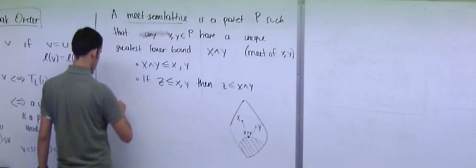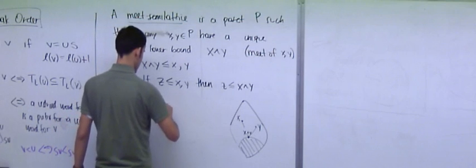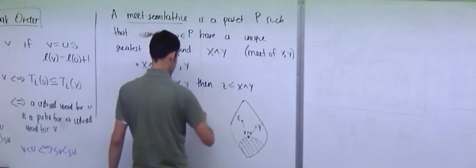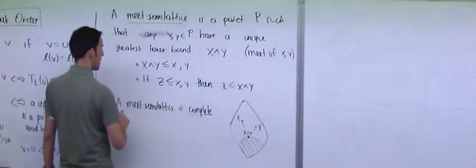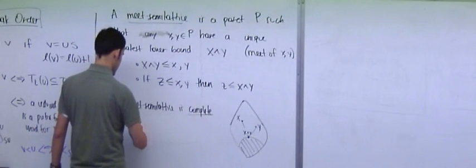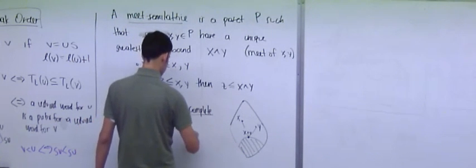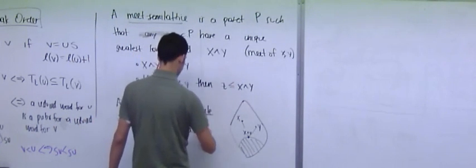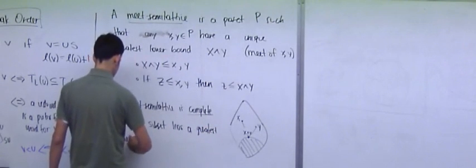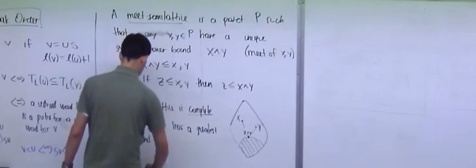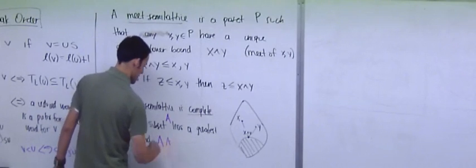So a meet-semilattice is complete if any set has a meet. So a greatest lower bound. And if the subset is A, then we call this meet A.